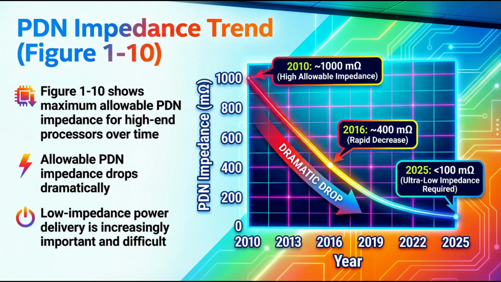PDN impedance trend. This figure shows the long-term trend in the maximum allowable impedance of the power distribution network for high-end processors. Over time, allowable PDN impedance has dropped dramatically, making low-impedance power delivery increasingly difficult and increasingly important.